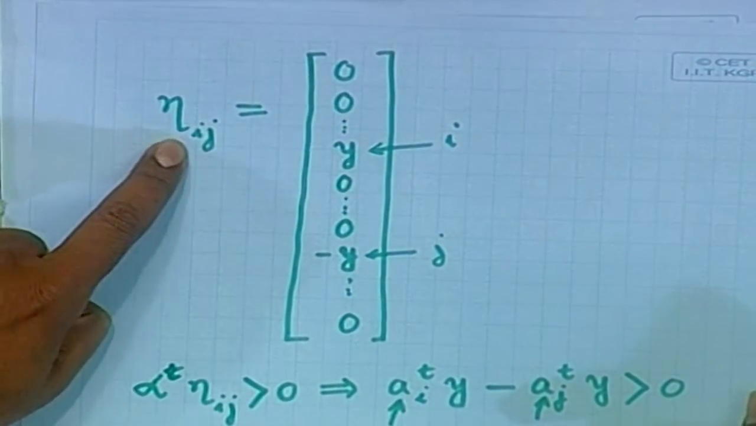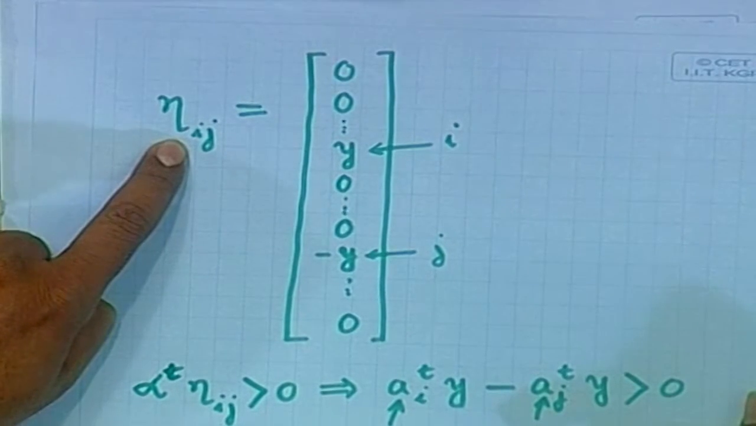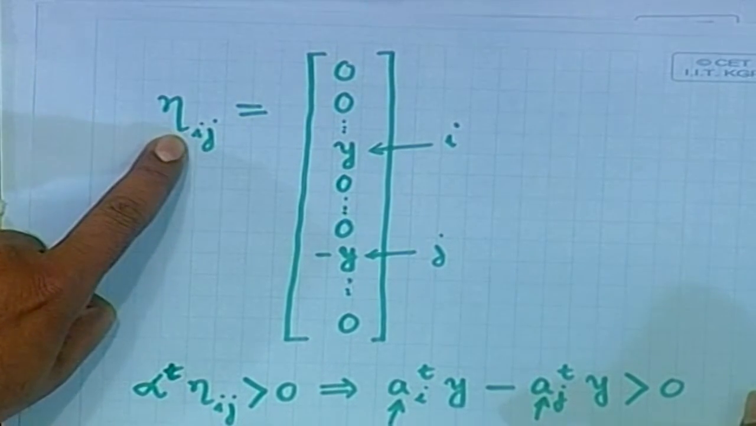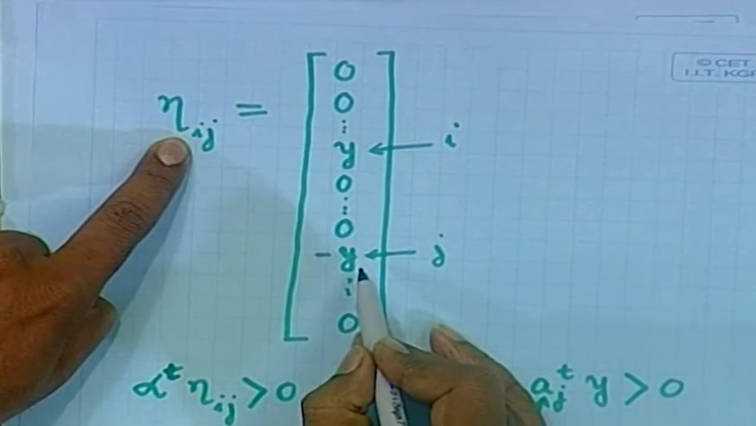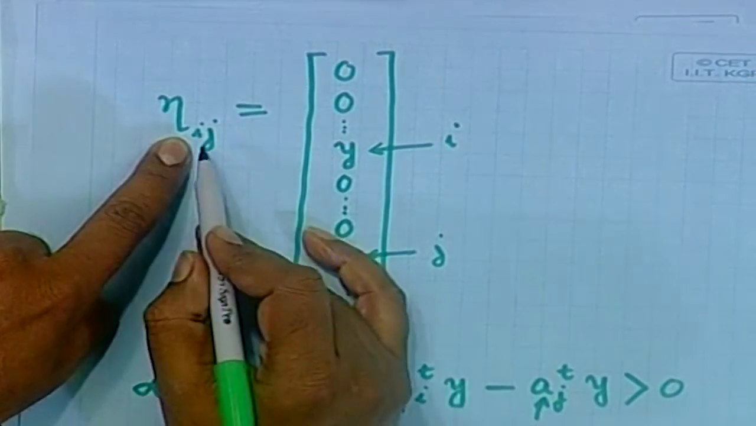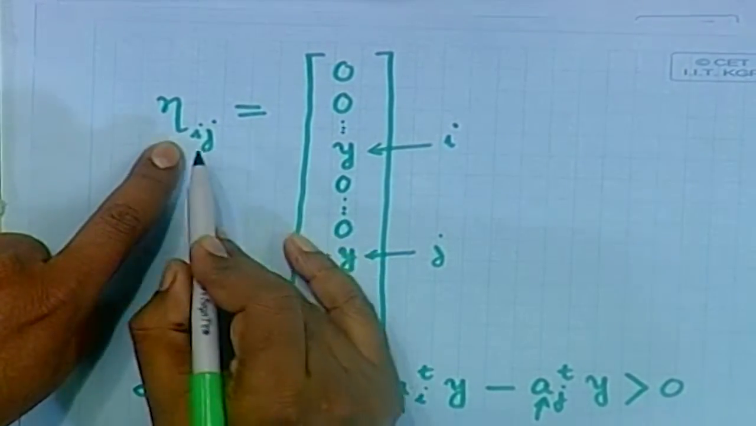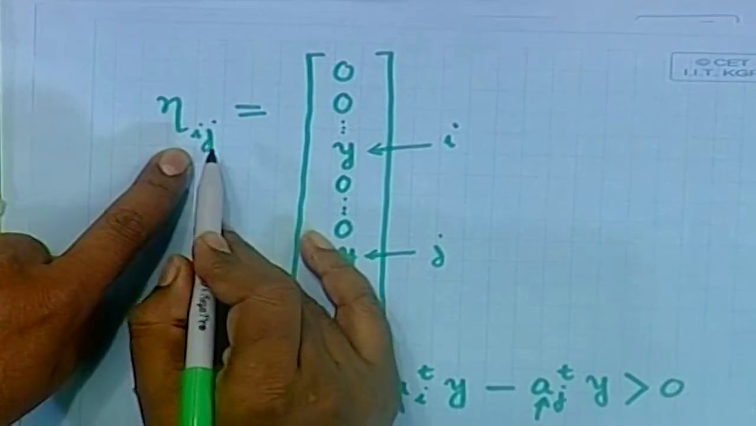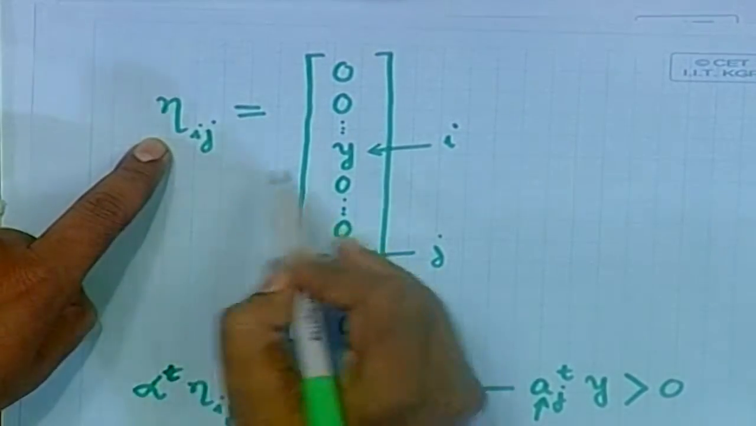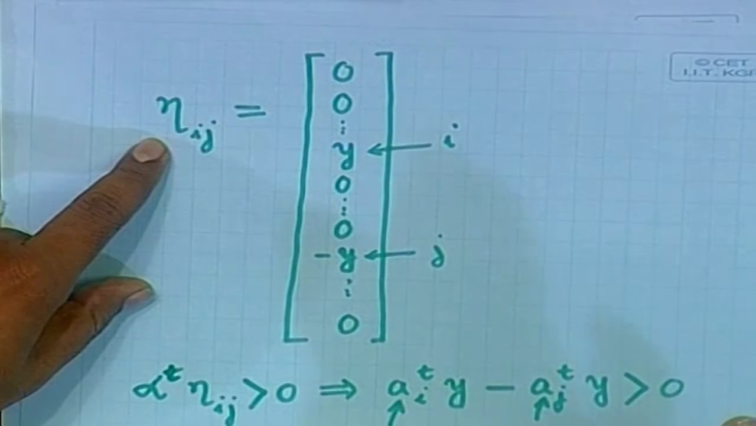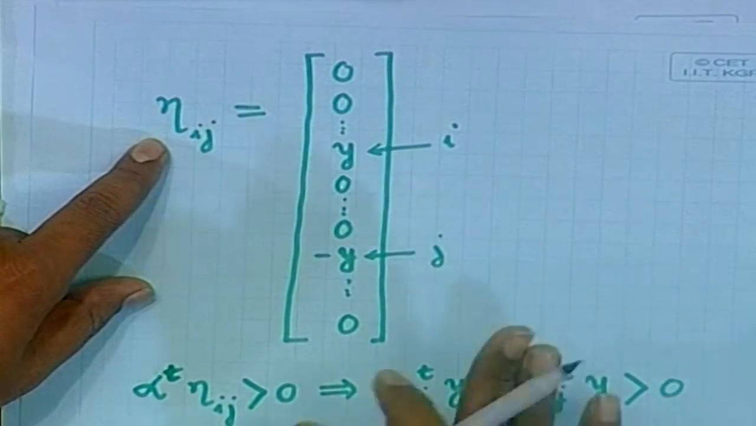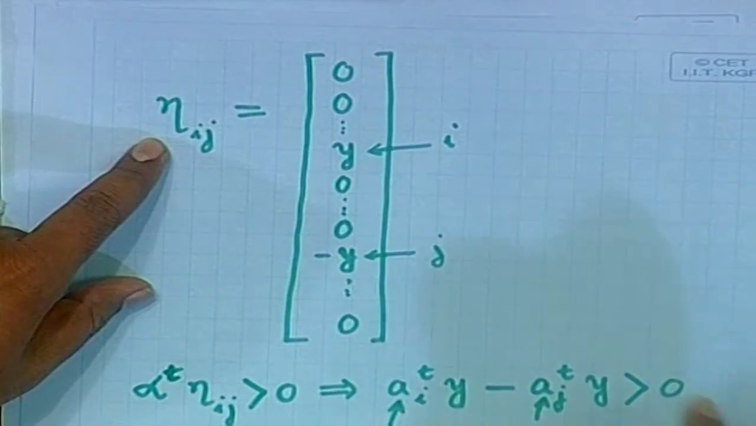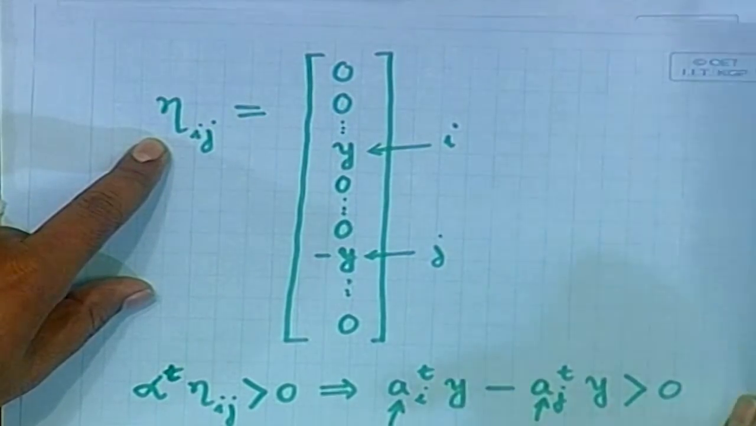Whenever I know that a sample belongs to class omega i, for every such i I have to generate eta ij, where the ith component will be equal to y and the jth component will be minus y. So, I have to generate eta i1, eta i2, eta i3, up to eta ic. For each of these samples, I have to generate c minus 1 number of sample vectors. And I have to ensure that each of those modified sample vectors is properly classified by the corresponding alpha.